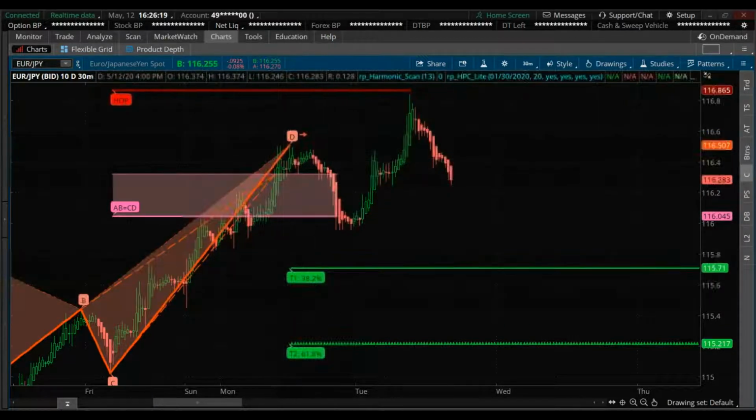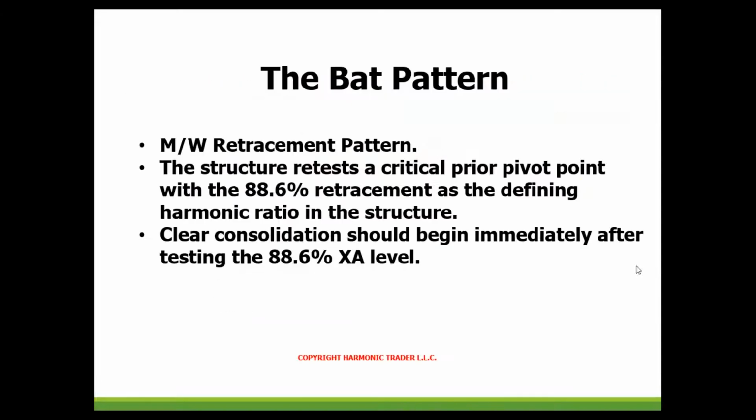Now let's take a look at this bat pattern. I want to show what an ideal bat pattern looks like and just go over some of the basic concepts. So the bat is a retracement pattern. We look for that at the 88.6% retracement of usually a critical prior pivot point. Now the bat, since it's a retracement, is usually going to give us some consolidation before the larger move.